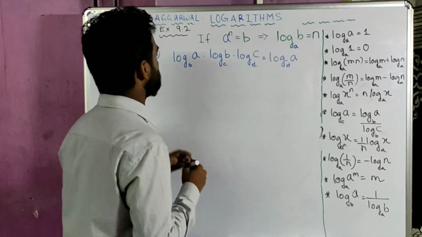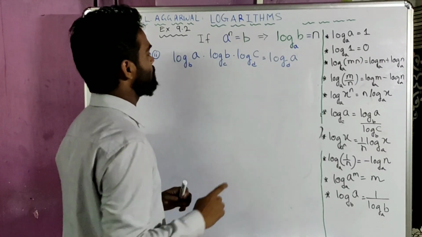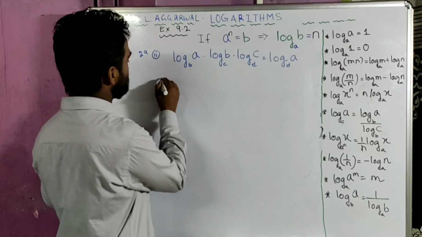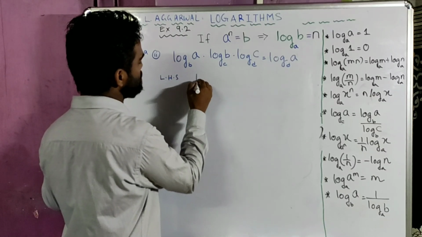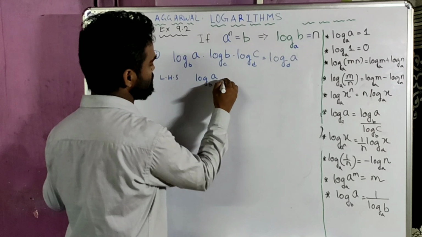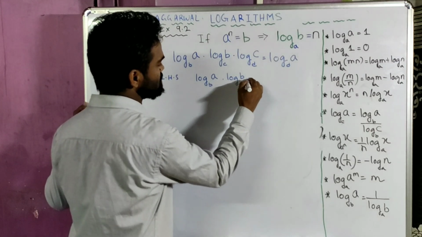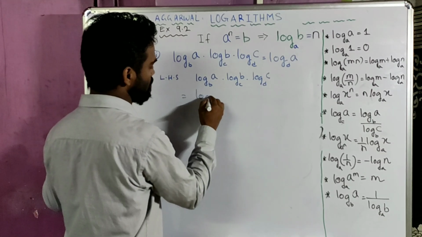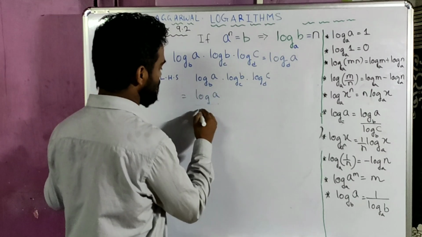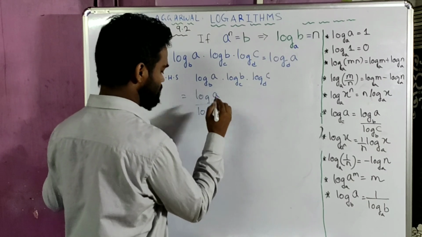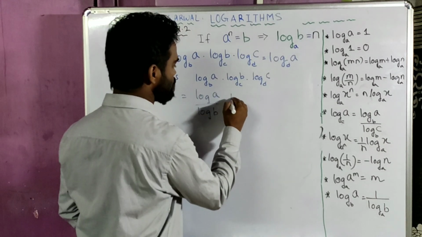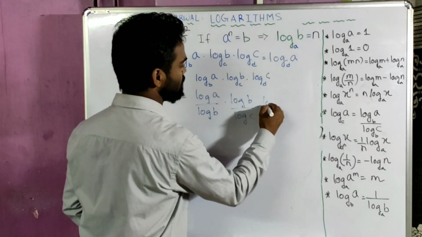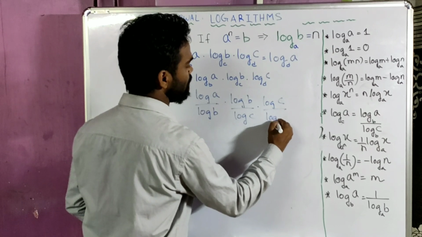Now look at 29 part 2. Log a base b times log b base c multiplied by log c base d is equal to log a base d. Now we'll take the left hand side, log a base b multiplied by log b base c multiplied by log c base d. Now by base changing rule, can we write log a by log b, isn't it? This we can write log b by log c. This I can write log c by log d.